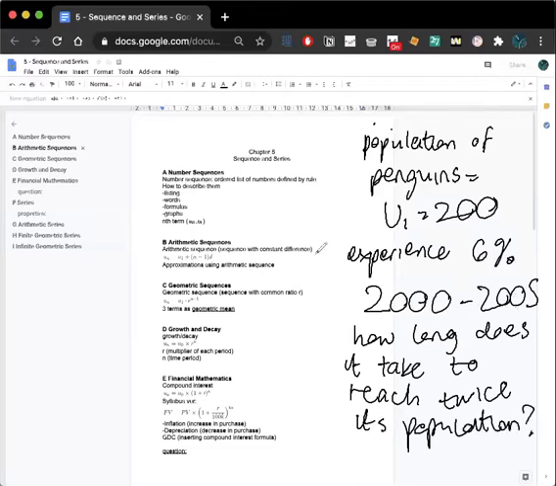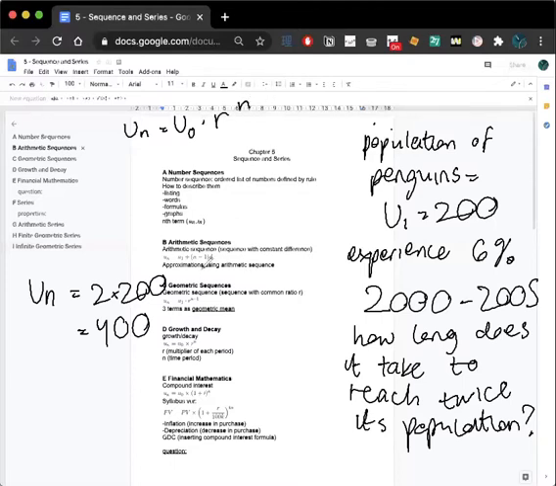So in this case, you're trying to find the time for the population to reach twice its initial population. That would be 2 times 200, which is 400. Let me just rewrite this down so you can remember. Rn, and then the ratio of it is 6%.